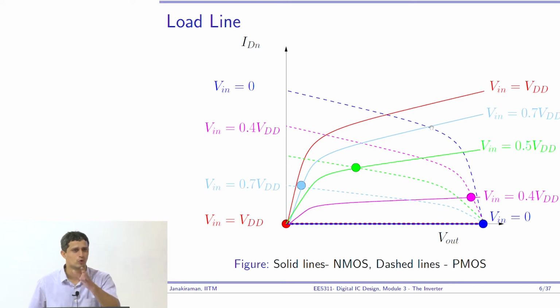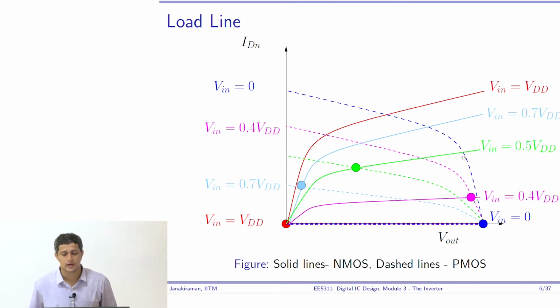Okay, yesterday I showed both of them in solid lines, but this one is slightly better because it differentiates PMOS currents with a dotted line, right? So the point of intersection is this big blue dot, okay, and therefore the output has to be VDD. V out equal to VDD when V in equal to 0. That's the only point of intersection that is possible, okay.